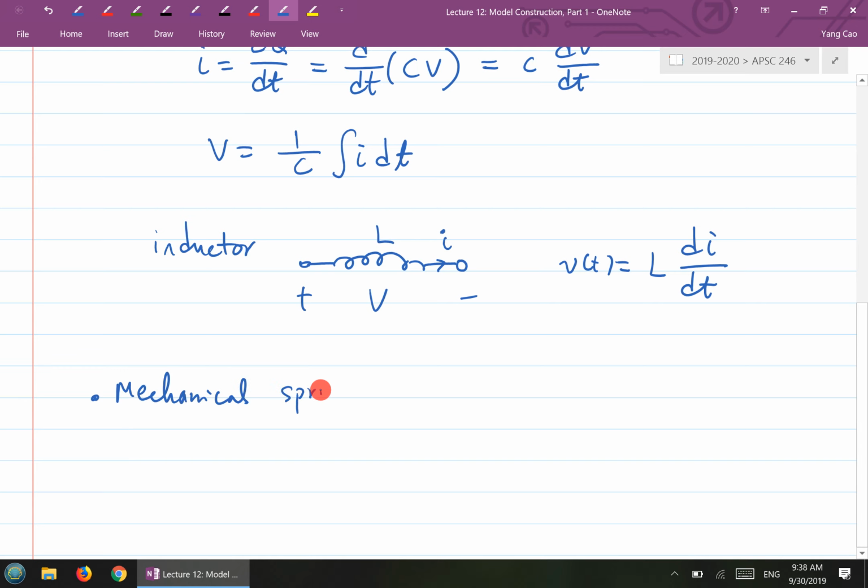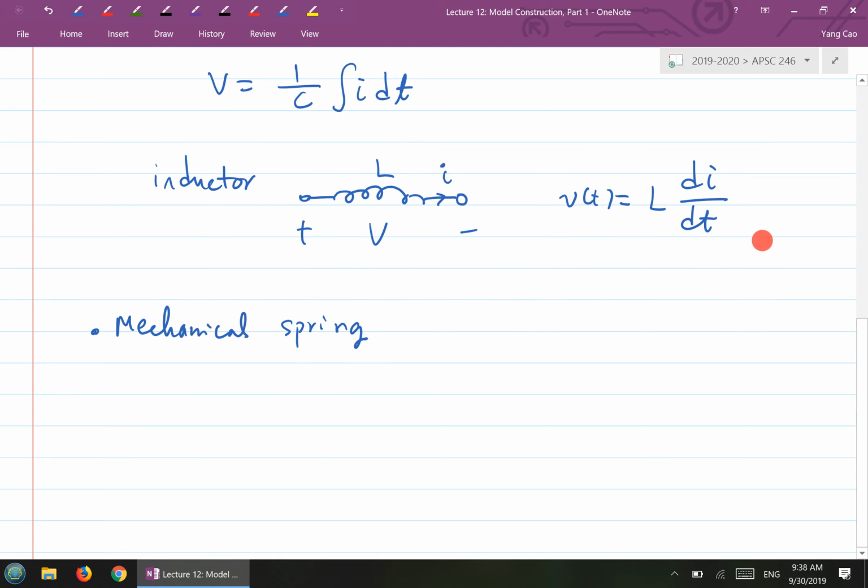Let's first take a look at a mechanical spring. A spring is a very common mechanical component. You see it in many different applications. I'll use this symbol here to represent a spring. And for a spring, you have a spring stiffness, called small k, to represent its spring stiffness.